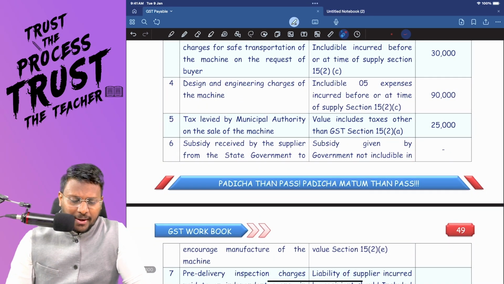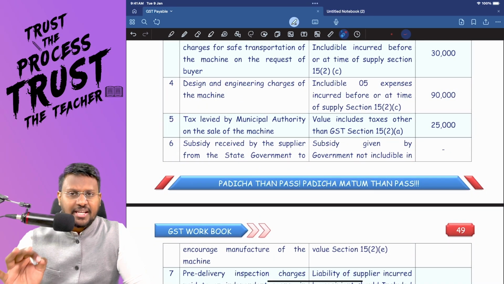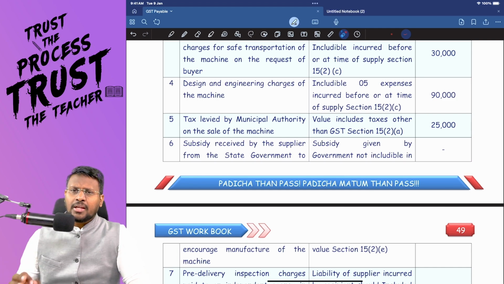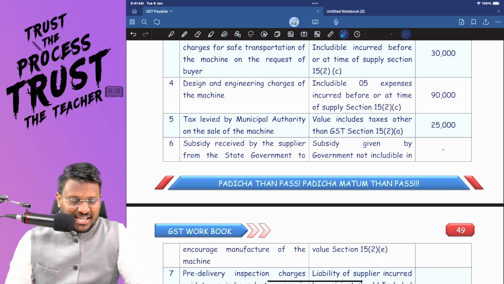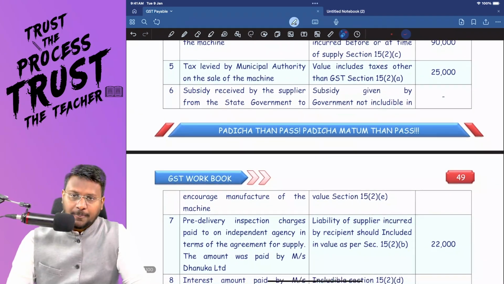Tax levied by municipal authority on the sale of the machine. We all know that in the value of supply, all taxes other than GST should be included. So value includes taxes other than GST as per Section 15 subsection 2 clause A. So 25,000 should be included.